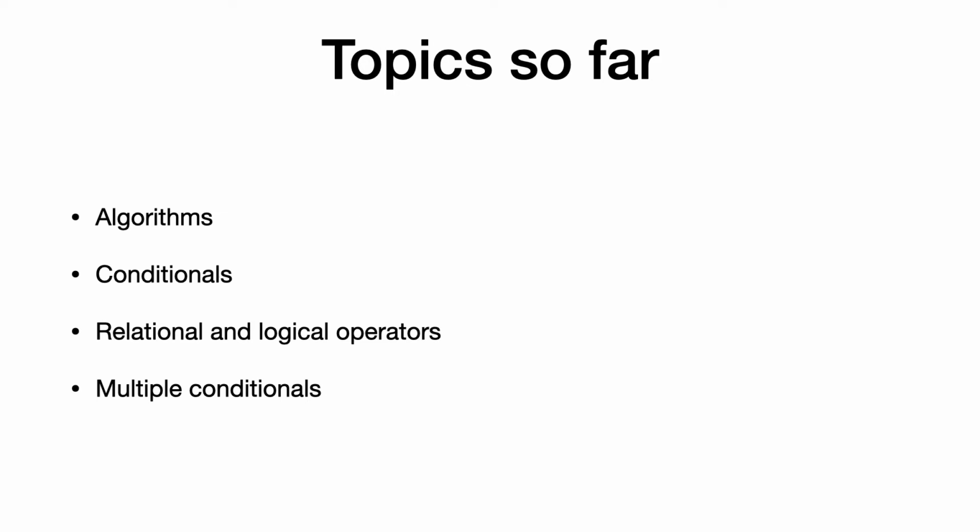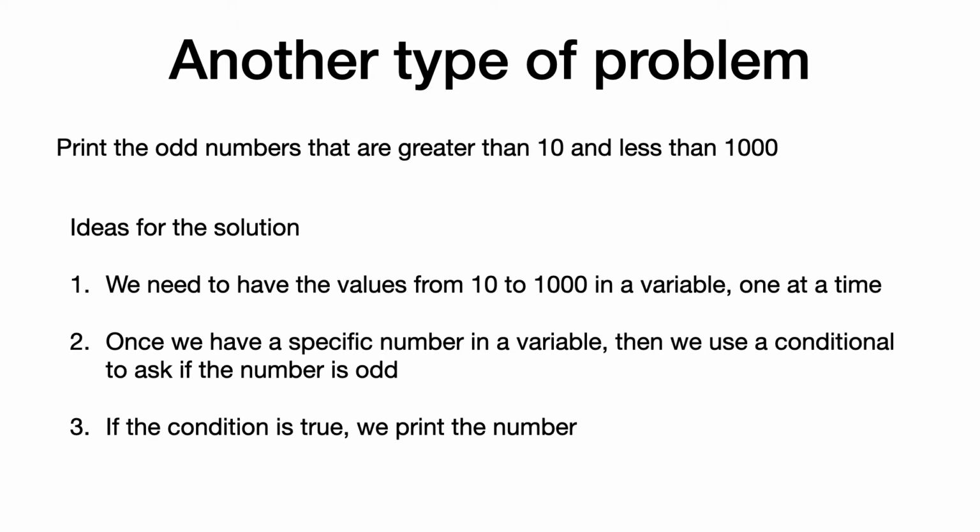So far, we studied algorithms, conditionals, relational logic and operators, and multiple conditionals. In this video, we are going to study another structure that is very helpful, which is repetitions. Let's see this problem. Print the odd numbers that are greater than 10 and less than 1000.